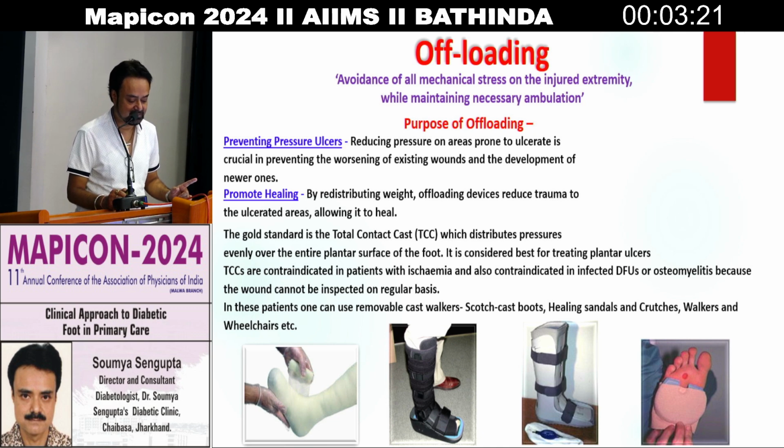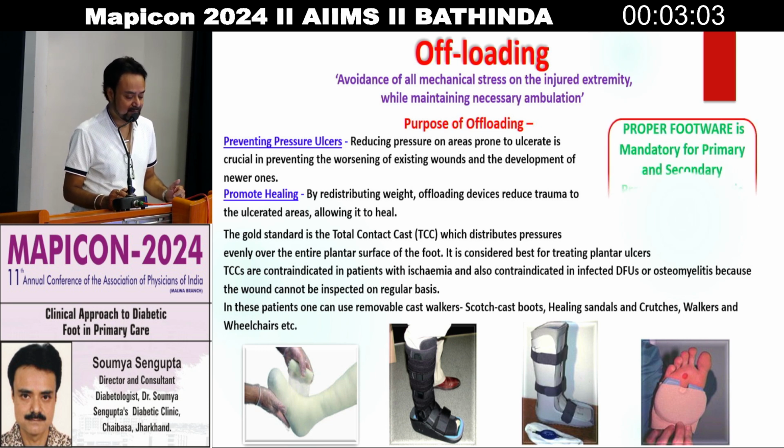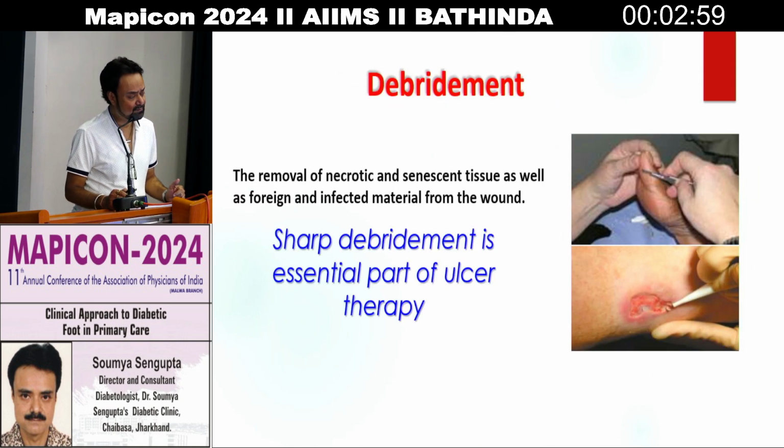But there are some contraindications like infected diabetic foot ulcer or osteomyelitis, because the wound cannot be inspected on a regular basis. In these patients, other modalities are Scotch guard boots, healing sandals, crutches, walkers, and even wheelchairs can be given. So proper footwear is mandatory for primary as well as secondary prevention of diabetic foot ulcer.